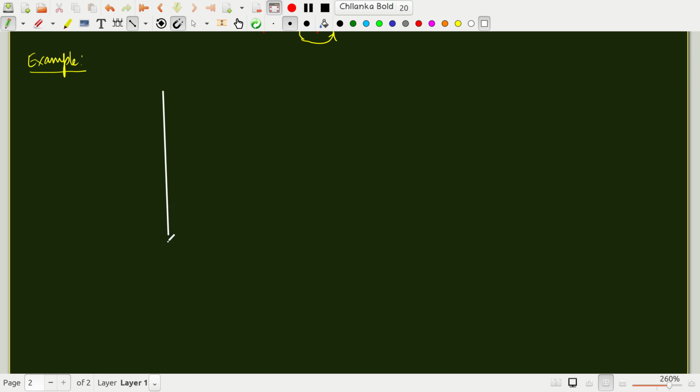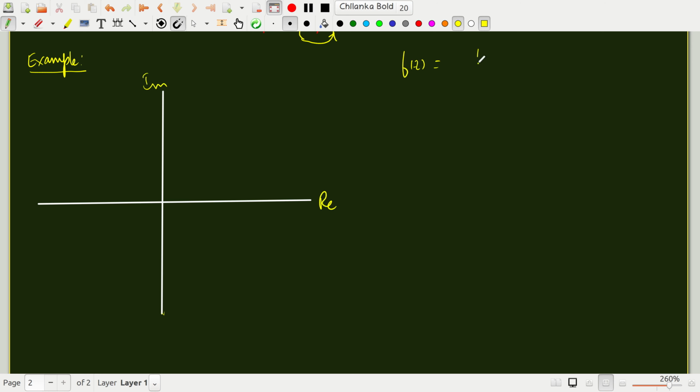I have a complex plane, and of course, as usual, real and imaginary. Now let's say my function is 1 over z squared plus 1. I can write this as 1 over z plus i times z minus i, right? So there are 2 poles, one at i and one at minus i.